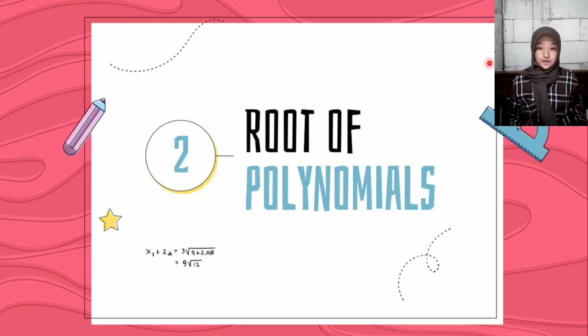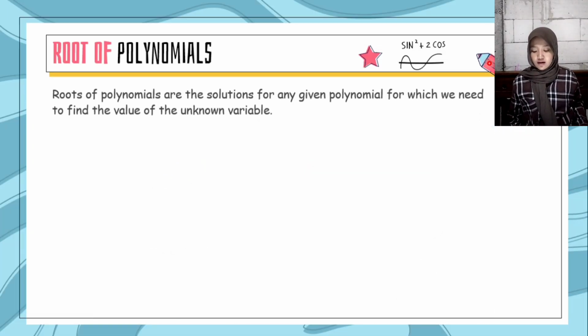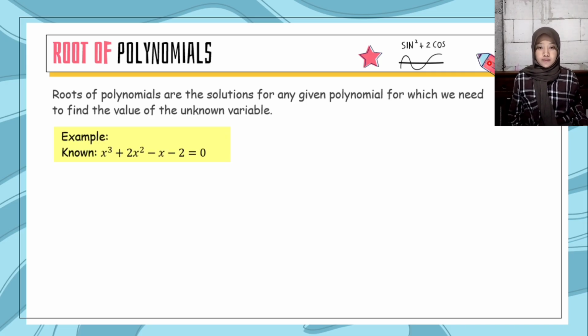Next is root of polynomial. What is root of polynomials? Roots of polynomials are the solutions for any given polynomial, for which we need to find the value of the unknown variables. For example, we have x cubed plus 2 times x squared minus x minus 2 equals 0. We will try to substitute x equal 1 into this equation.